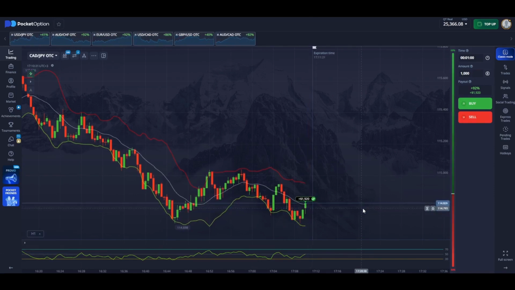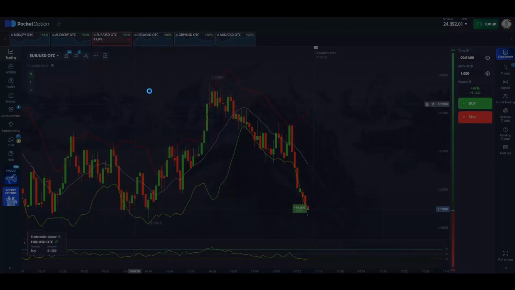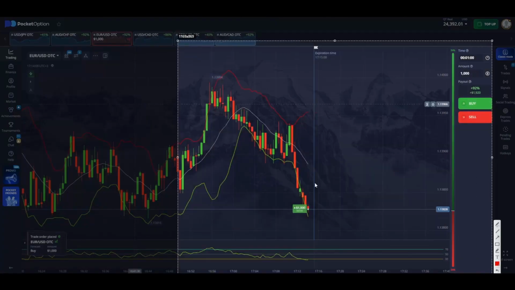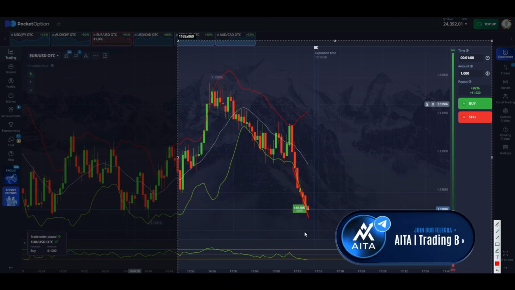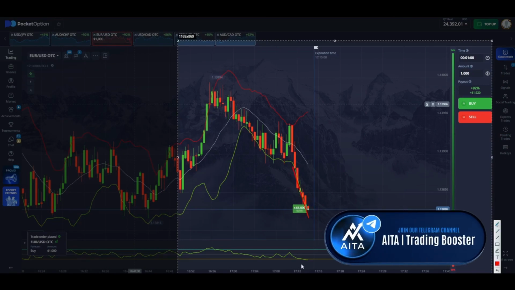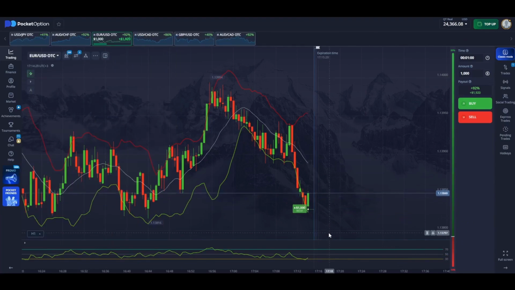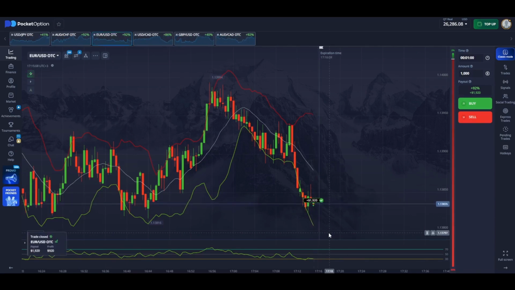And this trade also closed in profit. So another buy trade, again because the price reached the lower zone of the Bollinger Bands, right here in the green zone, which is our oversold area. And the RSI indicator is showing a value below 30. So we have 2 signals here to open a buy trade. And this trade also closes in profit.